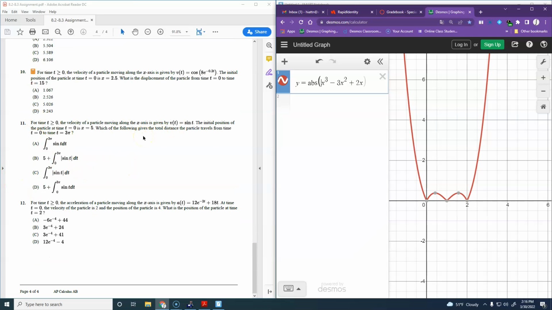Yeah, and 11's pretty similar. They're really the same idea there. Did you have B for 11 as well? So same idea there on number 11. All right, other questions?